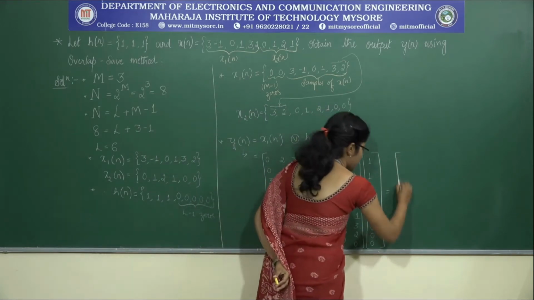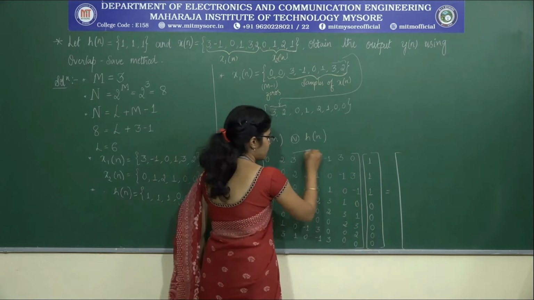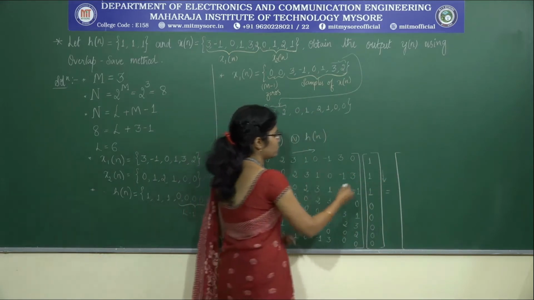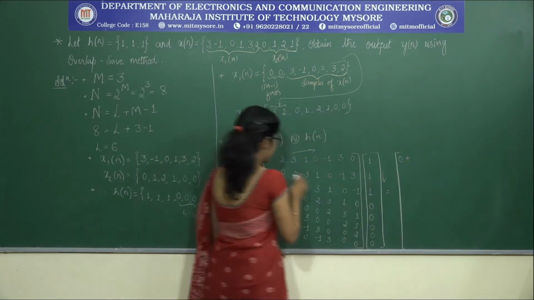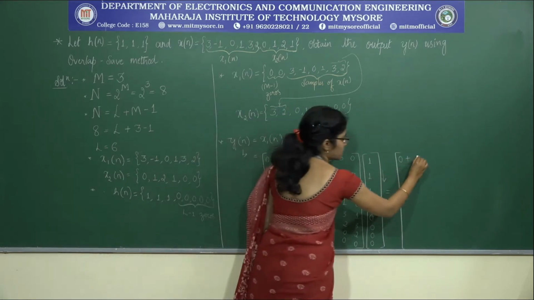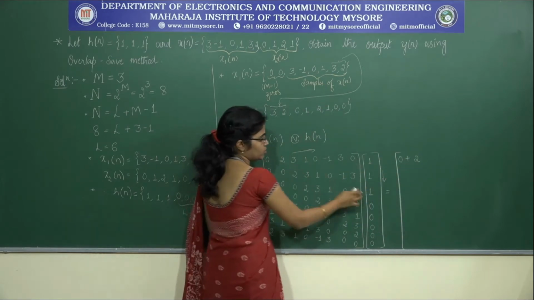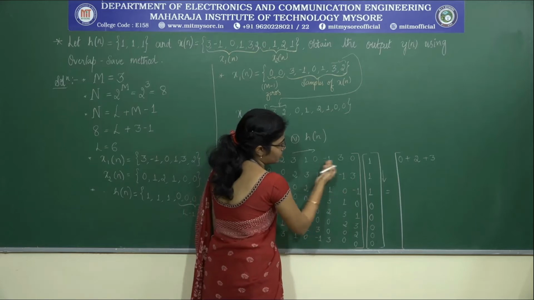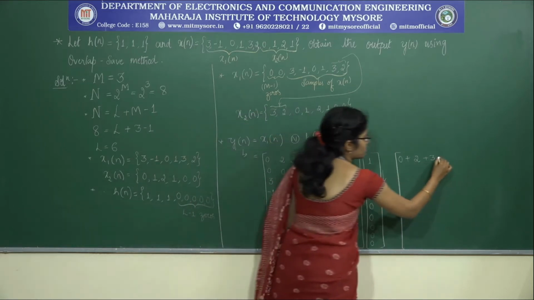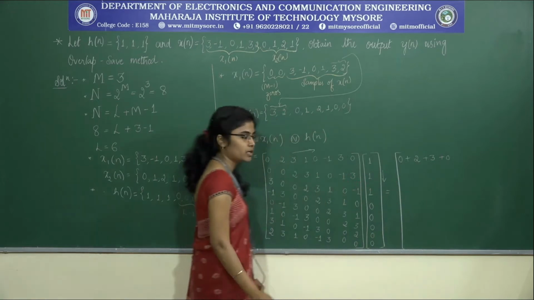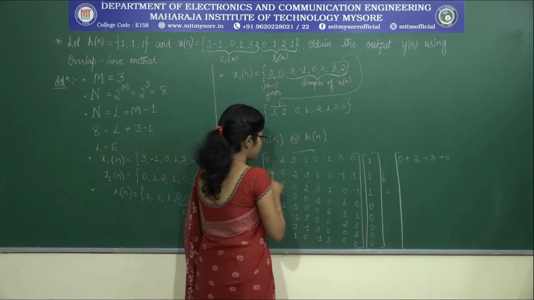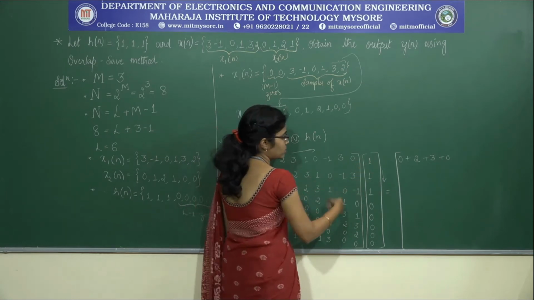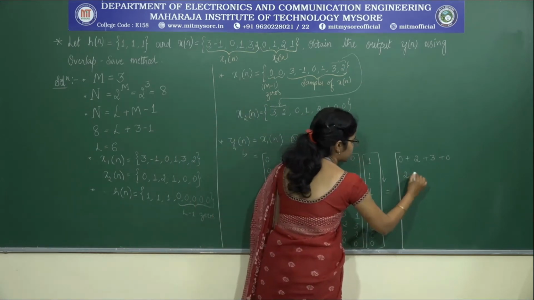If I perform matrix multiplication, it is nothing but multiplication of rows into columns. 0 into 1 is 0, plus 2 into 1 is 2, 3 into 1 is 3. Again 1 into 0 is 0. If I multiply the rest of the terms, everything tends to 0, so plus 0. Moving on to the second row, 0 into 1 is 0, 0 into 1 is 0, 2 into 1 is 2, so I will directly write it as 2.